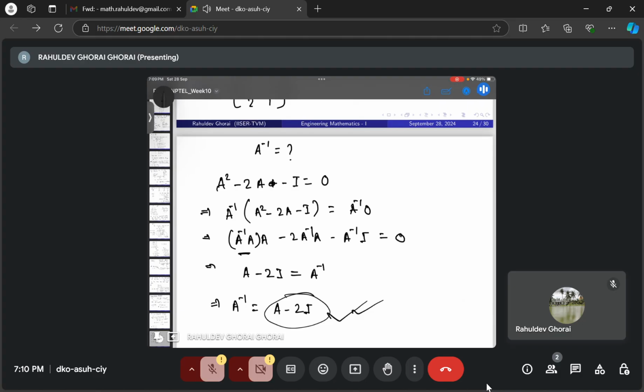Using the Cayley-Hamilton theorem, we don't need to do the rigorous method you knew, like using the adjoint and determinant. You just take A and subtract it from 2 times identity. It depends on the matrix, but for this matrix it is A minus 2I, and you get the inverse of the matrix, right?